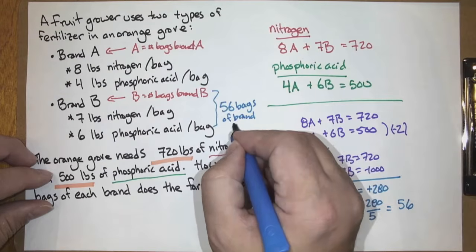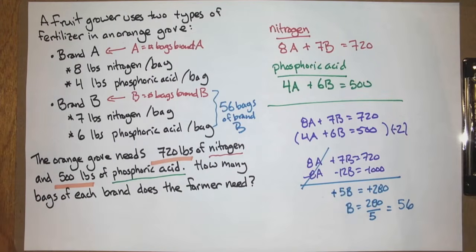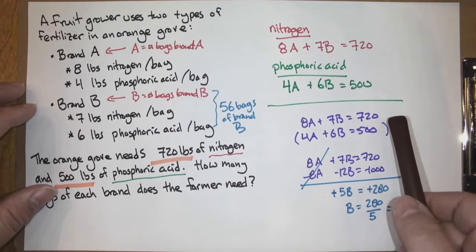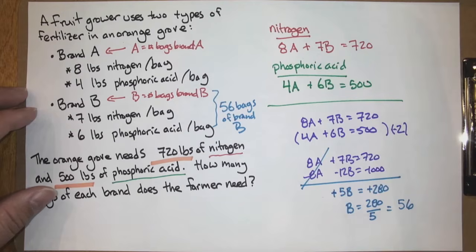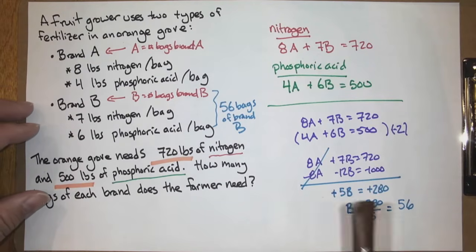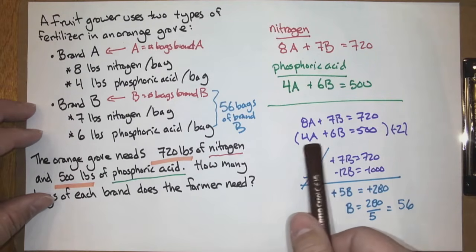Are we done? No. What's missing? The A. Oh yeah, A, you betcha. We gotta get A. Okay, so how do we get the A? Well, we have the B. So we come back to a formula that uses both A and B. It doesn't matter which formula you pick. So maybe let's do this one because the numbers look a little bit nicer.